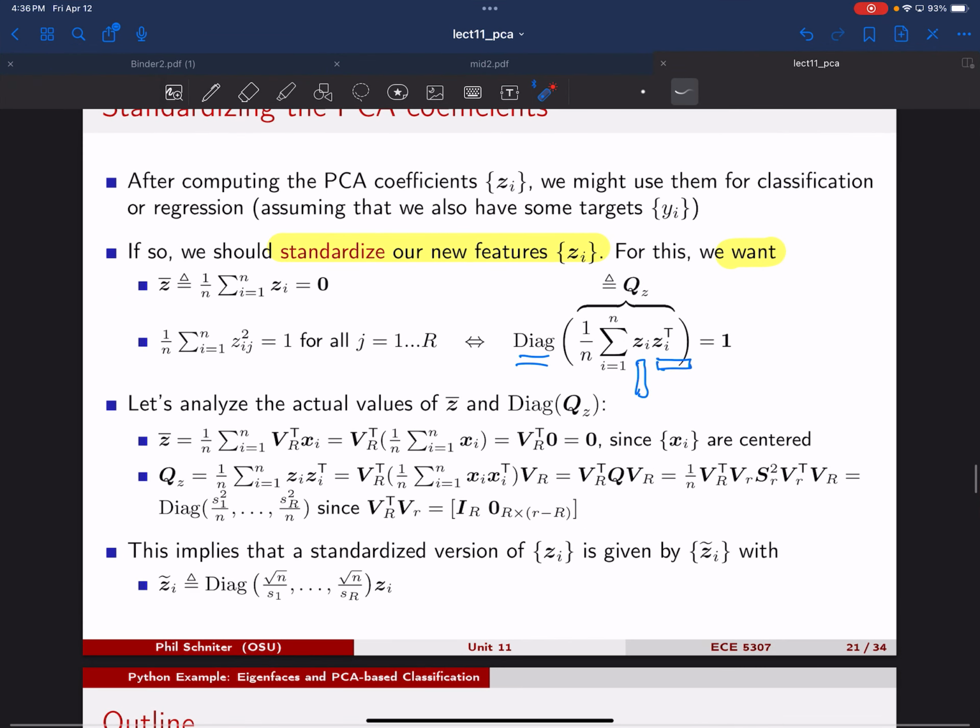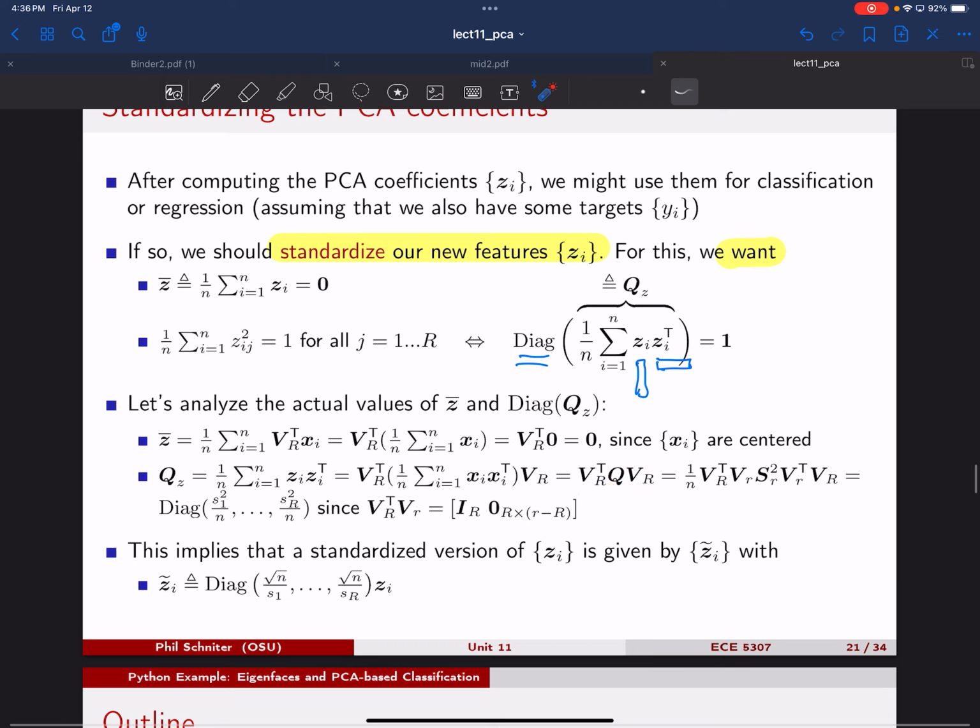So we see that the z's are already zero mean, so we don't have to do anything with them. Let's take a look at this covariance matrix for the z's. This is the definition of it. If we plug in the definition of z_i, we end up getting this expression. Here's z_i and here's z_i transpose. We also moved the sum inside. And here we see this is the covariance matrix Q of X. So this is another way of writing Q_Z.